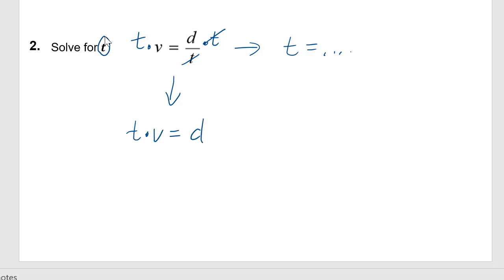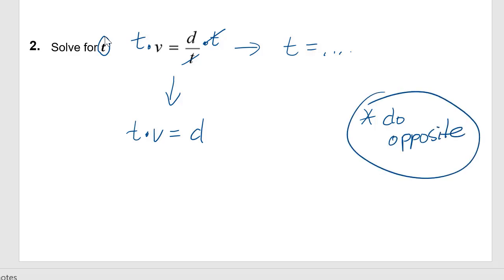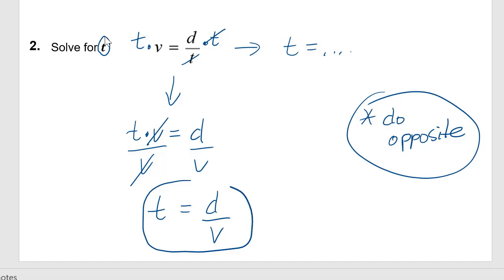And then we want t, so we do the opposite. Instead of multiplying by v, we can divide by v on both sides. Always do the same to both sides in an equation. And then v's cancel here, and we have t equals d over v. So time is distance over speed, or time is displacement over velocity.